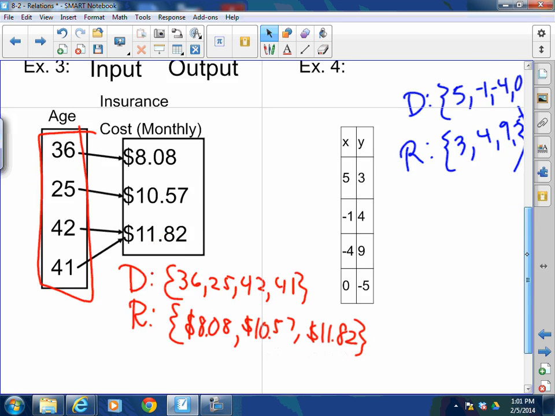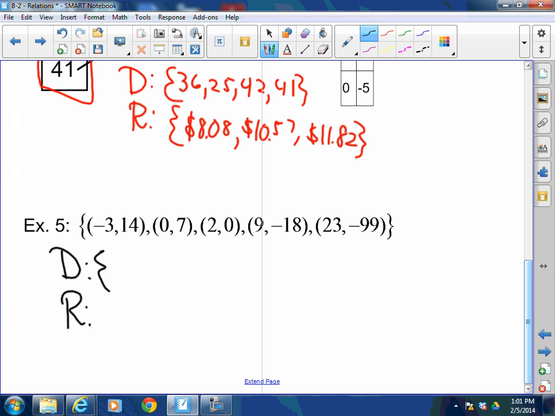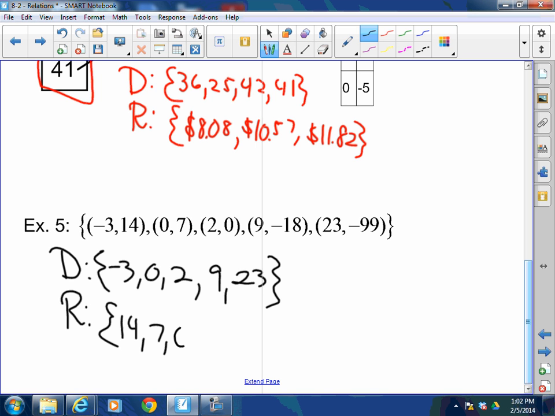Are we done with this page? Yes. No. Okay. What's the domain here? And the range? Negative 3, 0, 2, 9, 23. What's my range? 14, 7, 0, negative 18, negative 99. Domain, possible valid x values. Range, possible valid y values. Good?